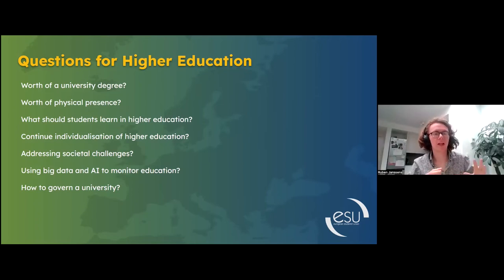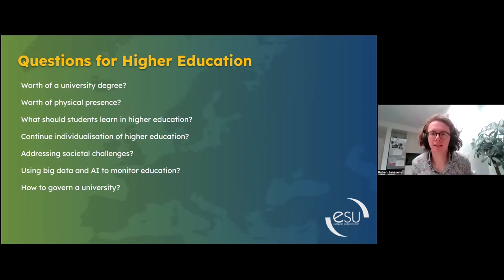In what way will we use those digital tools? Will we use big data and artificial intelligence to monitor and govern the education as well? And in general, how do you govern a university? How do you engage the students in this? How do you engage teachers in this? Those are all questions that we really need to ask ourselves right now.